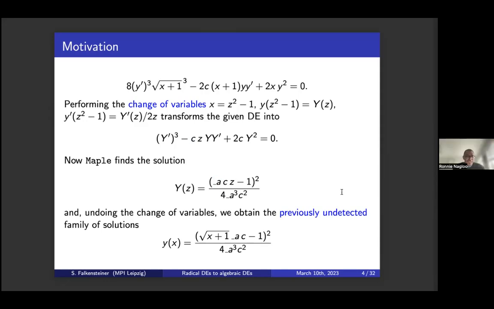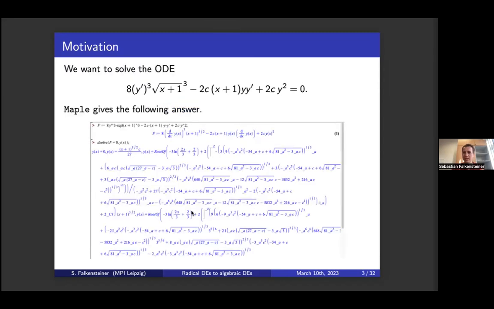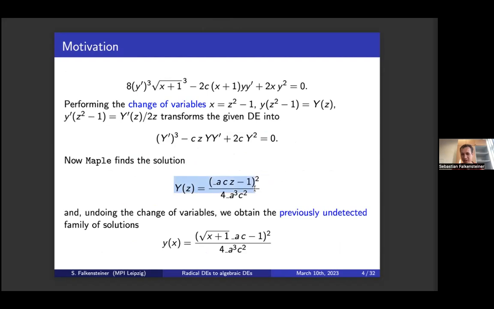Sorry to interrupt. Does it appear that you don't recover the other solutions when you did that process? The other solutions appear as well. I didn't put the Maple output again because it was very long. Thank you. And Maple didn't find a zero solution. For this transformed equation, it found all solutions here plus additionally this solution.